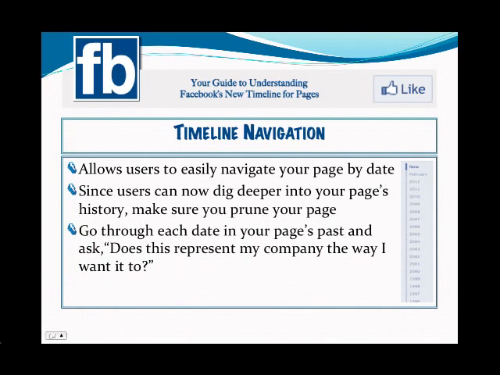Okay, you want to go through each date, and then you as the page owner, acting as a user, you want to ask yourself, at every step of the way, at every little click that I make, does this represent my company? The way that I'm seeing this page, my page right now, does this represent my company the way that I want it to? And if it doesn't, then you want to edit that and make sure that every date and every way that a customer or a user can interact with your page is representing your company the way that you want them to see it.